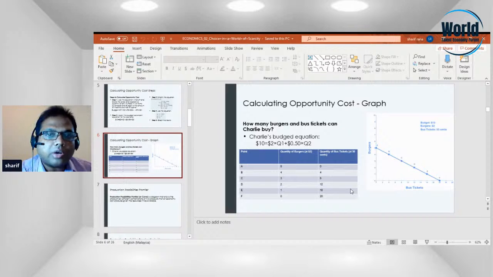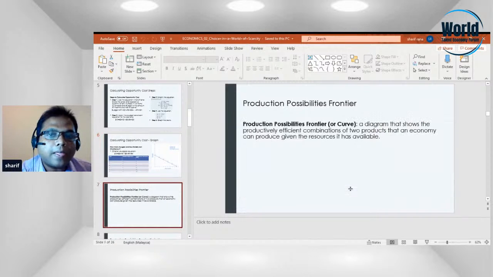Calculating opportunity cost: how many burgers and bus tickets can Charlie buy? Charlie's budget equation: $10 equals $2 multiplied by Q1 plus $0.5 multiplied by Q2.